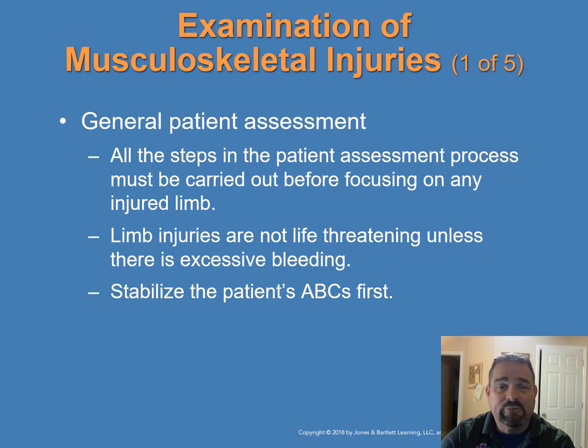All right, so general patient assessment. All the steps in the patient assessment process must be carried out before focusing your attention on any injured limb. Limb injuries or extremities are not usually life-threatening unless there is excessive bleeding from an open wound. So, stabilize the patient's airway, breathing, and circulation first. Treat the patient with the same care and consideration that you would give to a close member of your own family.